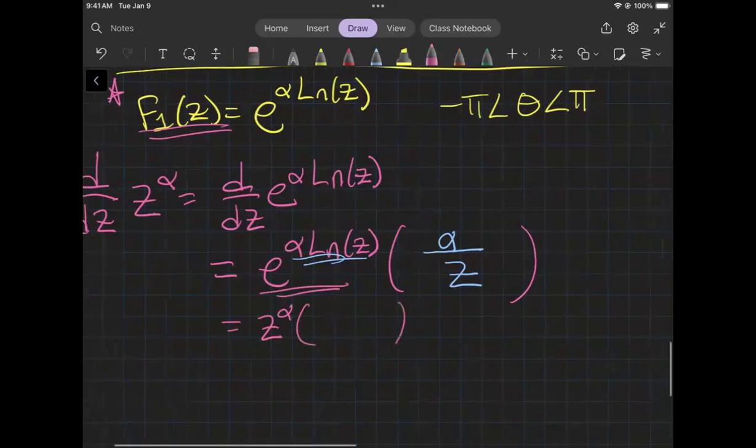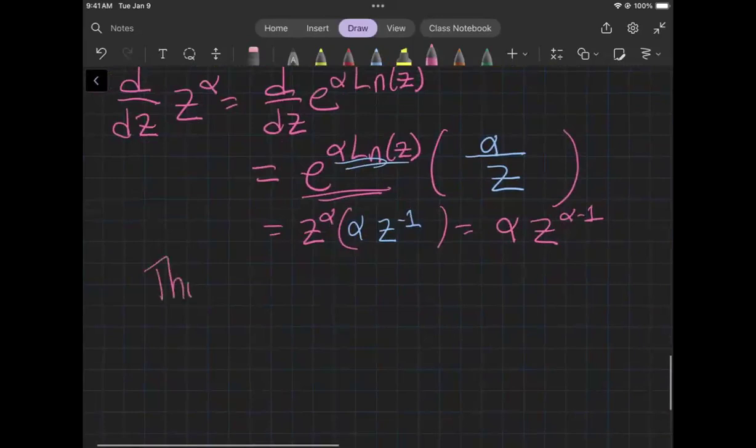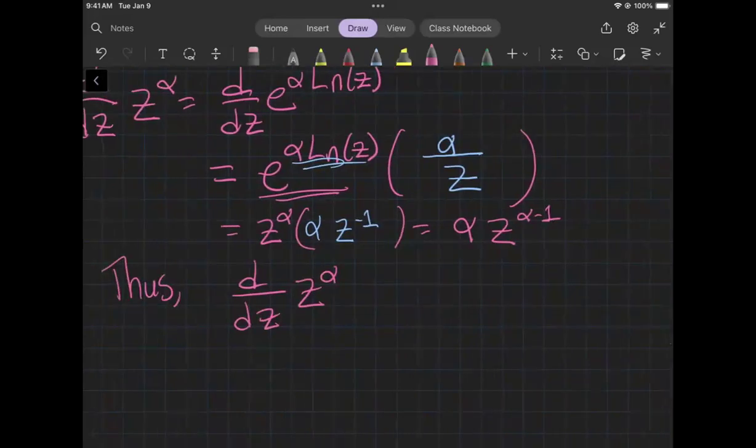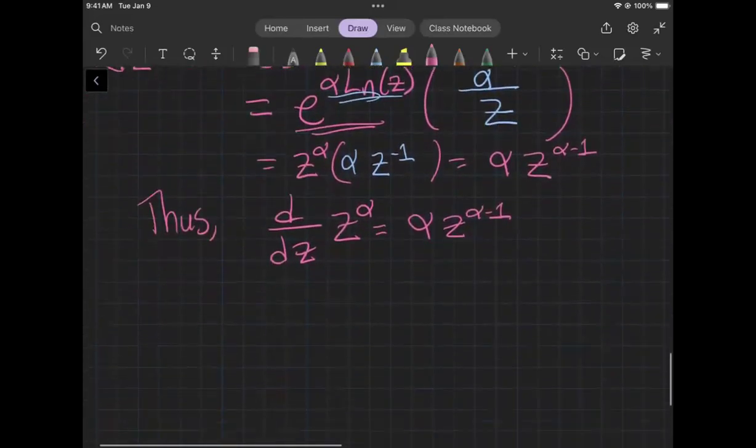And this is just alpha times z to the minus 1 by properties of exponents. And so this equals alpha times z to the alpha minus 1. So therefore, the derivative of a power of z, whose exponent alpha is a complex number, is equal to alpha times z to the alpha minus 1, right? Okay.